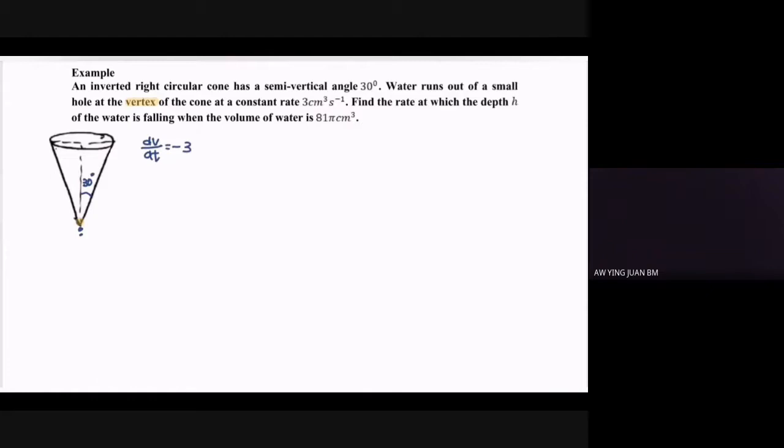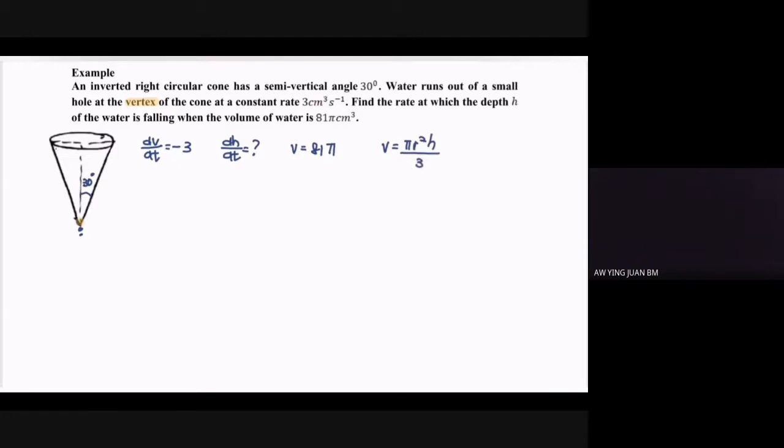Find the rate at which the depth of the water is falling. So we will have dH/dt become our focus, when the volume of water is 81 pi cm cubed. So meaning that the volume is 81 pi. Kindly refer to the diagram. We have a right circular cone. So the formula for the right circular cone will be V is equals to pi r squared h over 3.